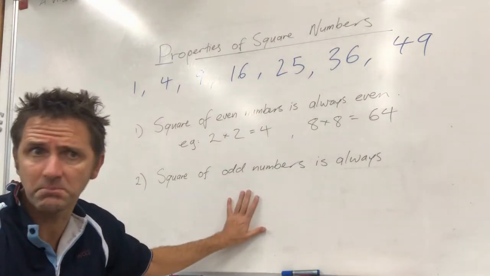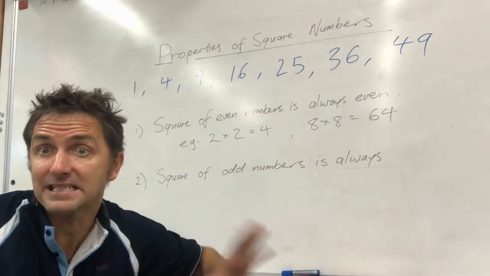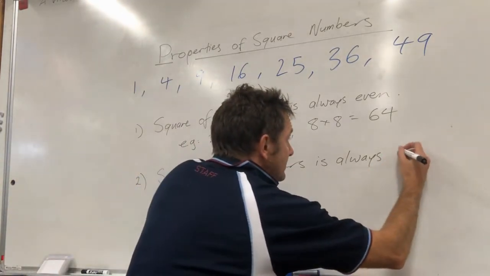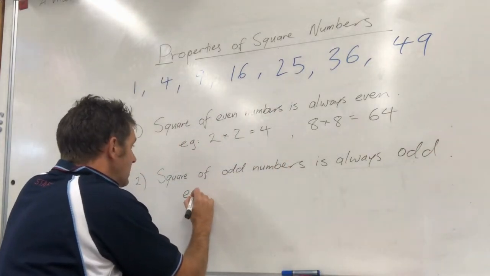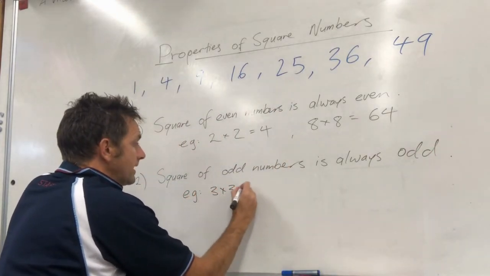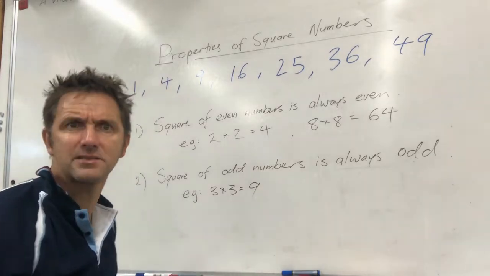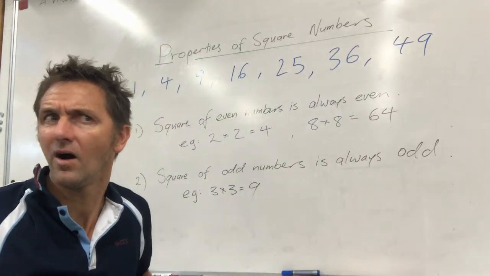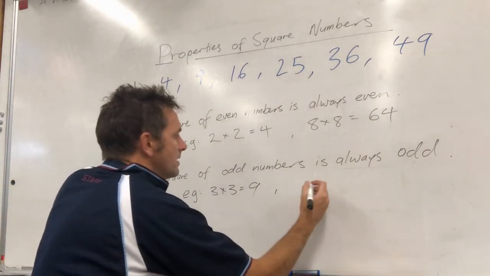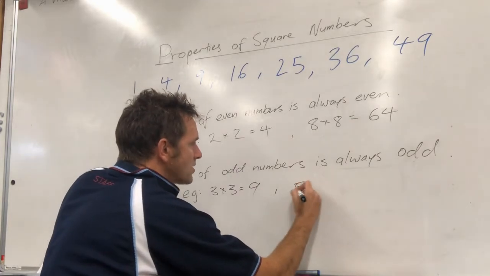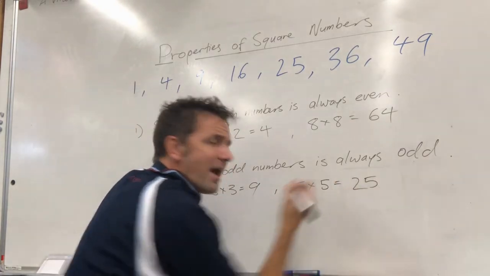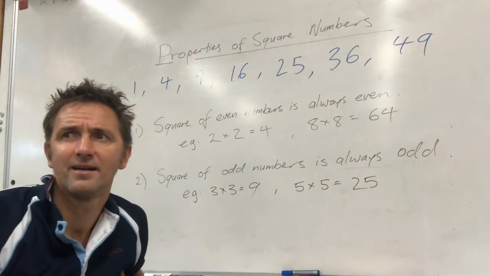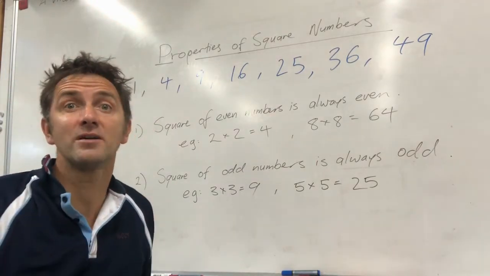Square of odd numbers is always odd. It definitely is always odd. For example, look. 3 times 3 equals? Is 9 odd or even? Odd. 5 times 5 equals? 25. Is 25 odd or even?